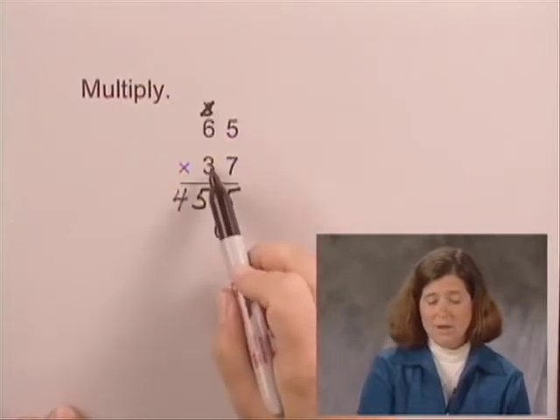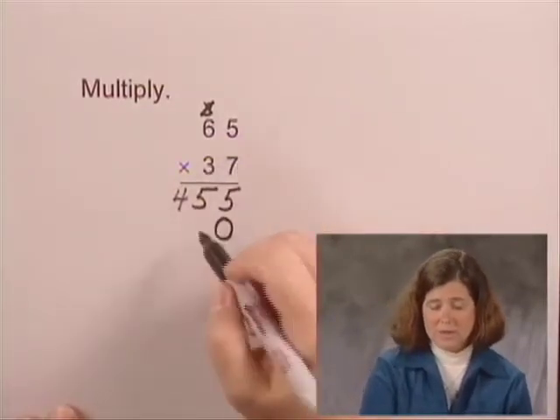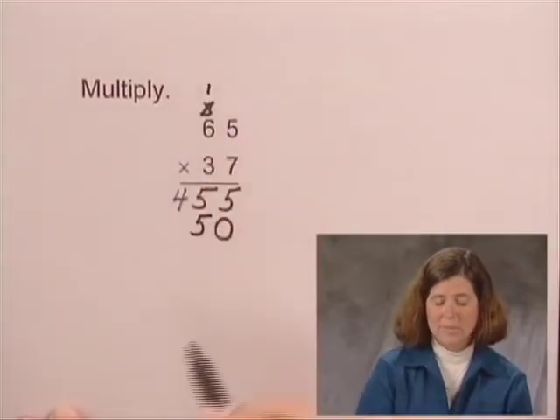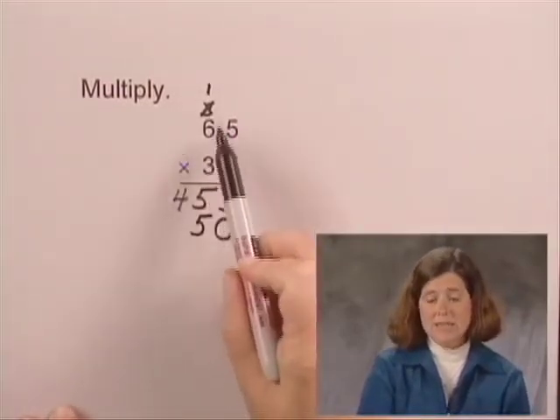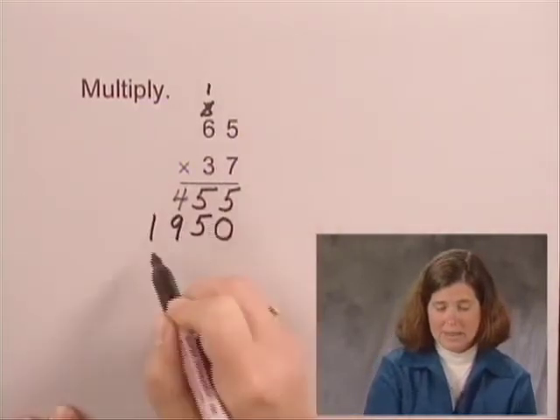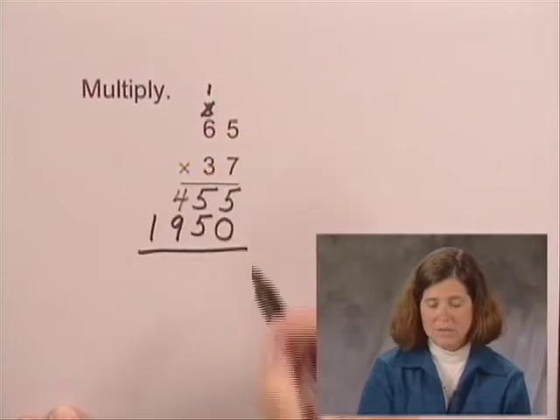times 3. 3 times 5 is 15, writing a 5 below and the 1 above the 6. 3 times 6 is 18, plus the 1 is 19. Now I need to add the results.